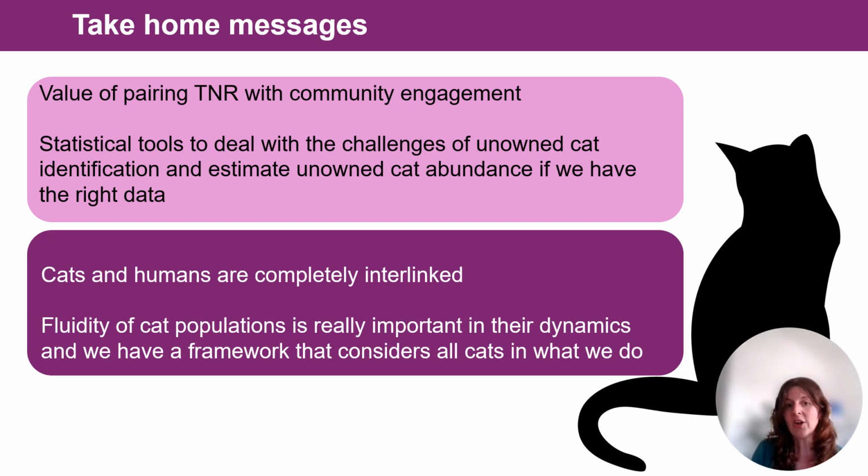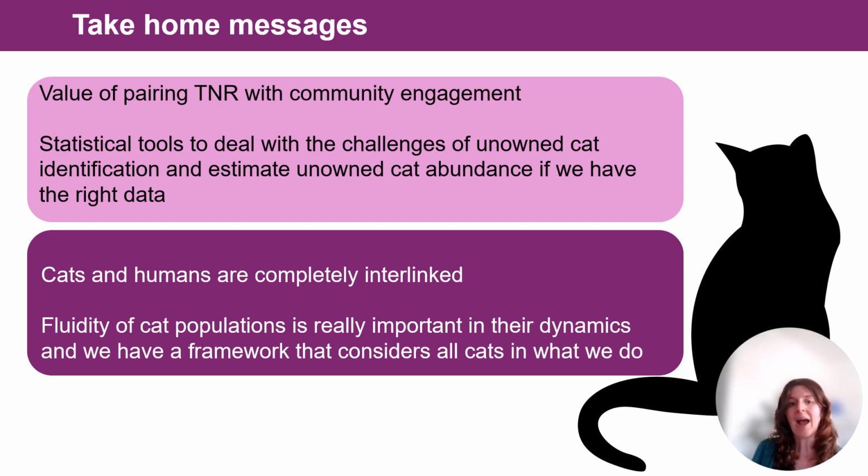So to summarise, unowned cats in urban areas are completely interlinked with people and their pets, meaning there is value in pairing unowned cat management with community engagement. An additional benefit is a detailed community level data collected, and I discussed a statistical tool we have developed that enables us to start to deal with the challenges associated with estimating unowned cat numbers and the issue of misidentification. From this, we were able to estimate the numbers of cats across the UK urban areas, and we hope to continue to fill data gaps across the UK landscape.